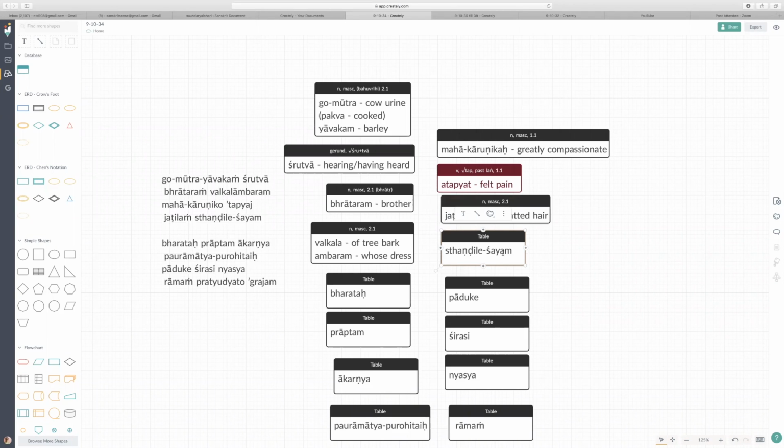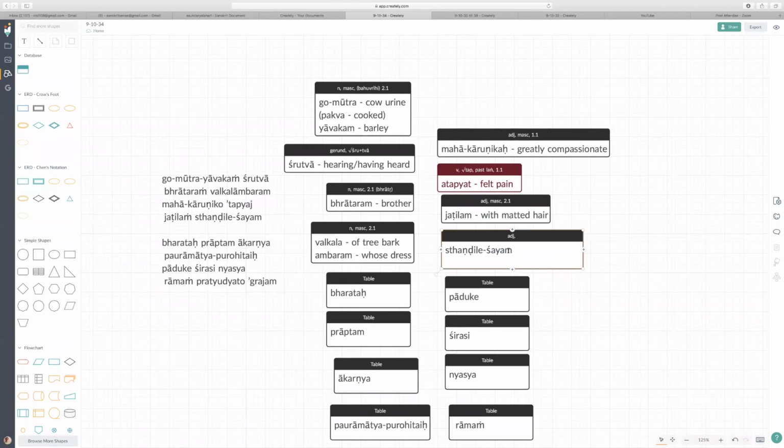And then standile shayam. That jatila is also an adjective, not a noun, and karunika is also an adjective. So standile shayam: when we see something ending in shaya, it comes from the verb shi, to rest, to lie down. So shaya, one who lies down. It can be both shaya and shayi, as in Garbhodaka shayi Vishnu or Karanodaka shayi Vishnu, Vishnu who lies down. And standila is basically ground, just a noun. Lying on the ground.